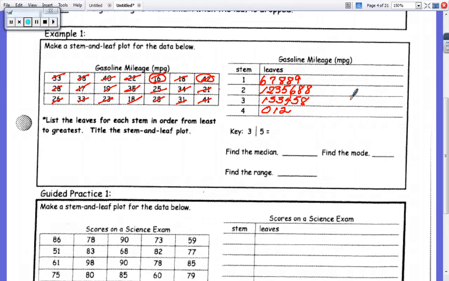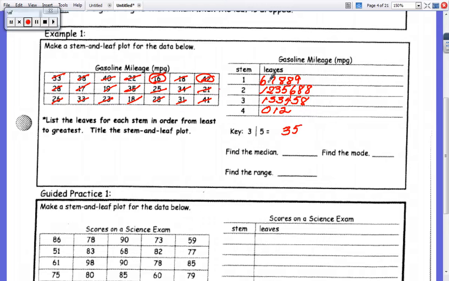Now you can also do this in the order that the graph gives you the numbers and make an alternate chart, and then you have to go back and put the leaves in numerical order. Okay, then you always make a key. So 3-5 would be 35.